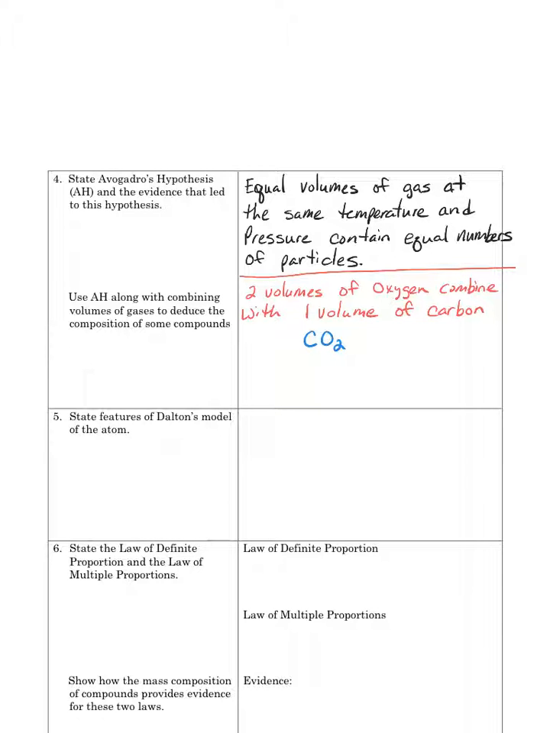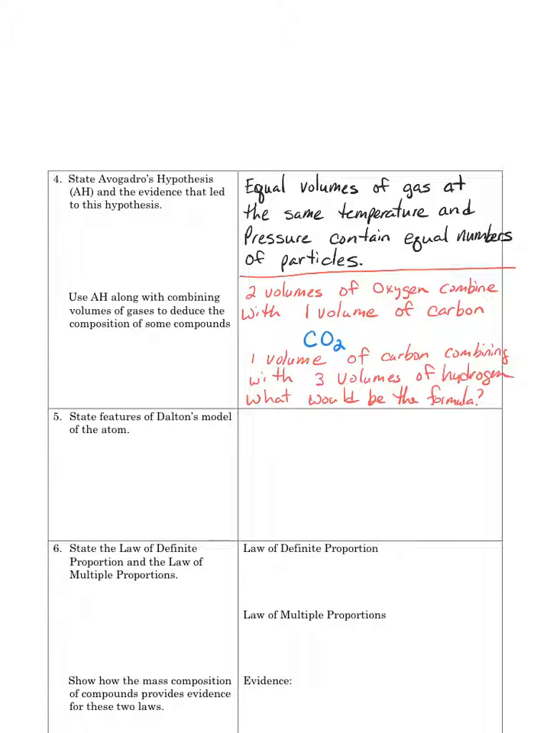Try this next one. If I've got one volume of carbon combining with three volumes of hydrogen, what would be the formula? The correct formula would be CH3.